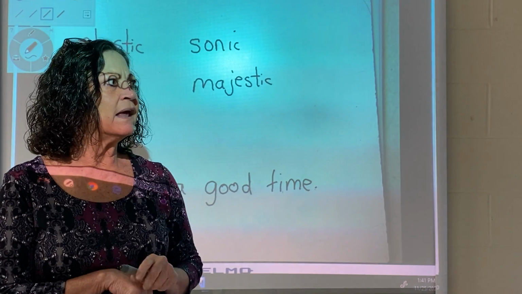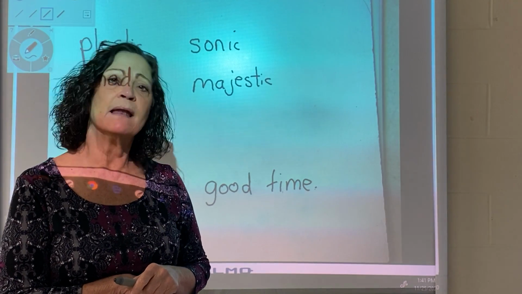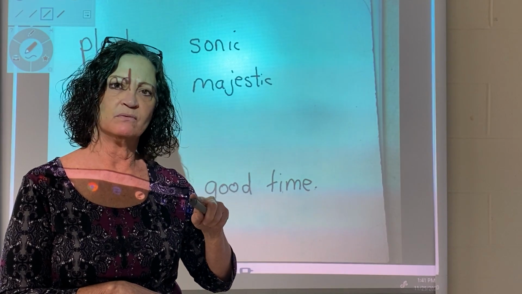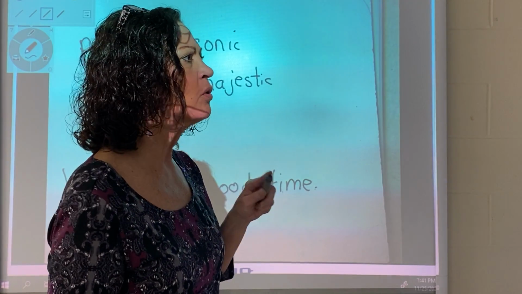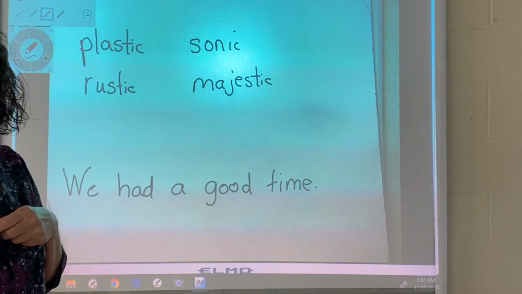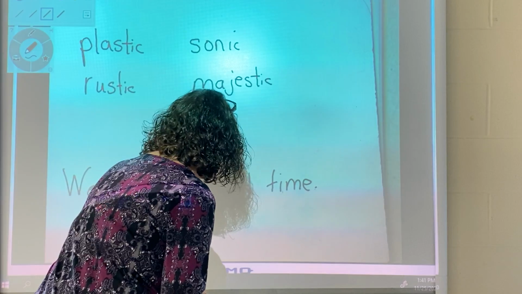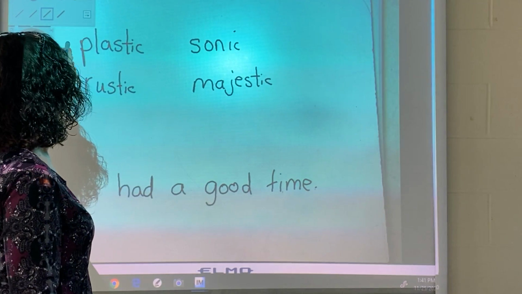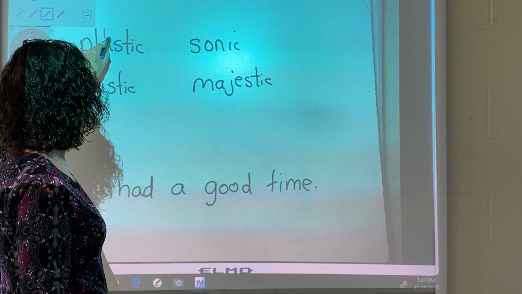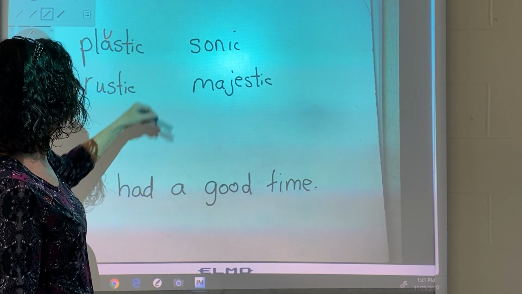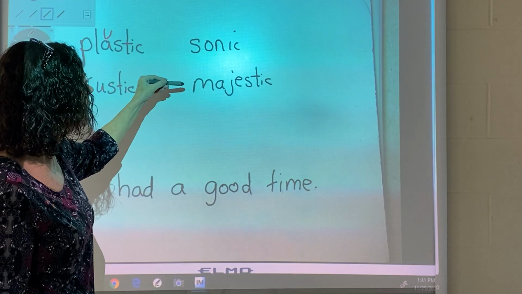We've also learned that at the end of words, if it's a long vowel word, then we use K-E. Remember? Today we're going to learn that there is actually another K ending to words. We're going to look at these words: plastic, rustic, sonic, and majestic.